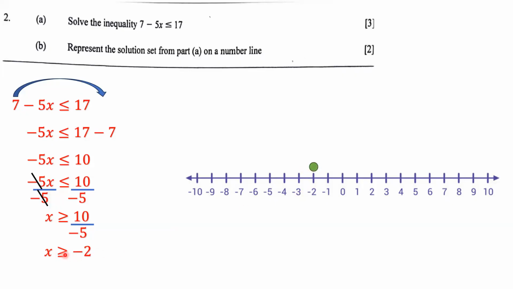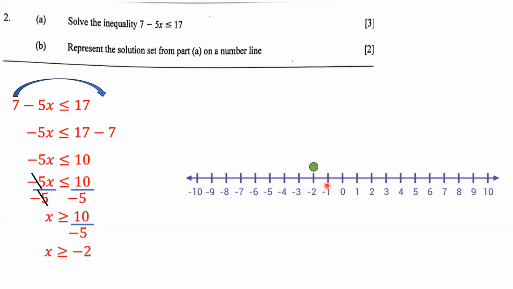But since there is a line underneath, that means that we have to shade negative 2. So that means we include negative 2 as a part of our solution. So x is greater than or equal to negative 2. We already shaded in, indicating that we include negative 2 as part of our solution. But now we have to do all of the numbers that are greater than negative 2.